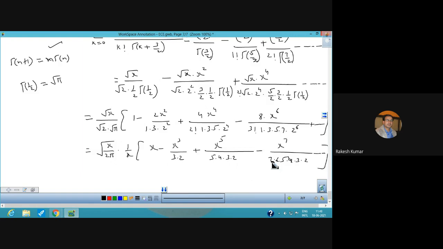Now I am going to repeat what we have done. 1 by x is common, so you just need to multiply it with x. This is what we have done over here. So this thing we have done, and now this x can be adjusted over here.